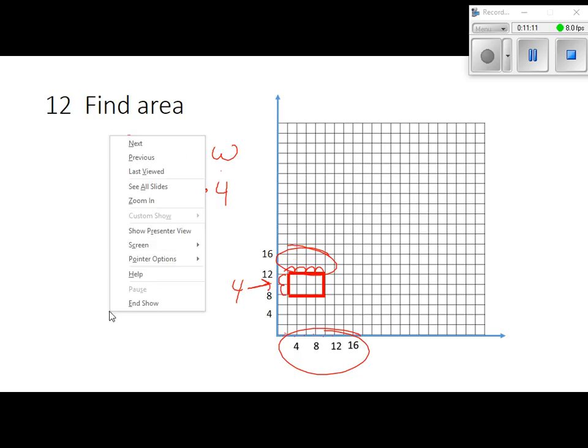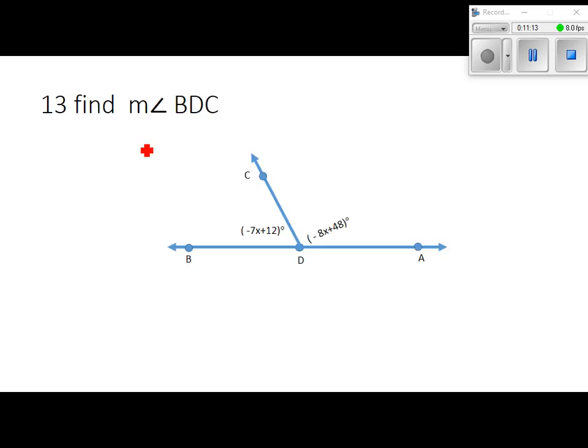Number 13. We look at this and we know that angle BDA is a straight angle. Well, if it's a straight angle, then that tells us it has to be 180 degrees. So this plus this has to equal 180. I'm going to set up this equation for you.